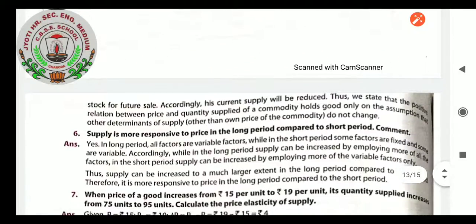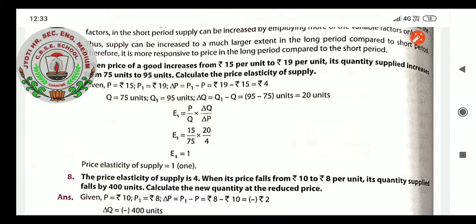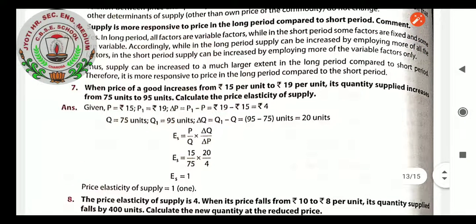So these are the various types of questions for the percentage method or proportionate method. Now we will proceed with small questions of the percentage method. More questions: when the price of a good increases from rupees 15 per unit to rupees 19 per unit, its quantity supplied increases from 75 units to 95 units. Calculate the price elasticity of supply. We will write the given values first. Let us have one or two questions of this variety, and then in the next class we will have a few more questions and proceed with the next chapter.